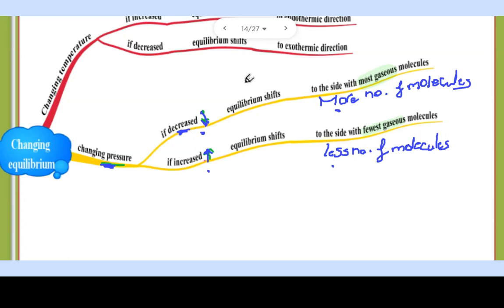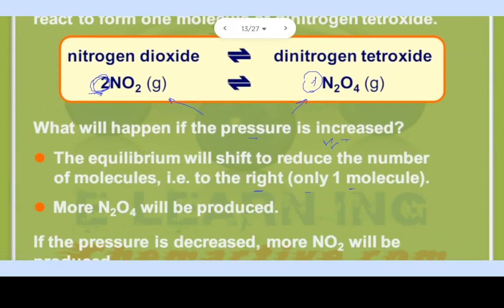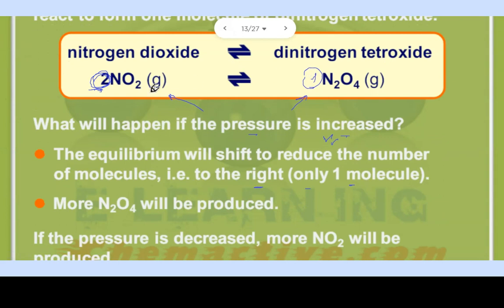Now let's go back and apply our knowledge to answer this question. For this chemical equation, as you can see, the number of molecules for nitrogen dioxide is 2, while on the other hand side, there is 1 molecule of N2O4. These are gases, so I can compare according to the number of molecules. Now the question is, what will happen if the pressure is increased?